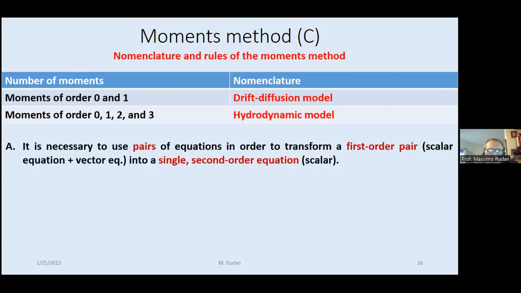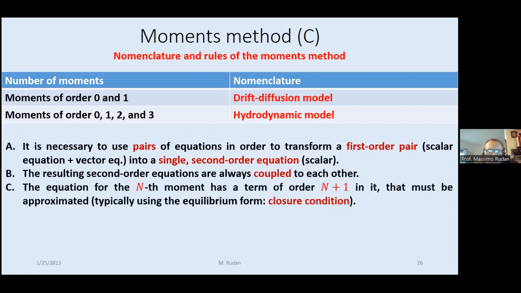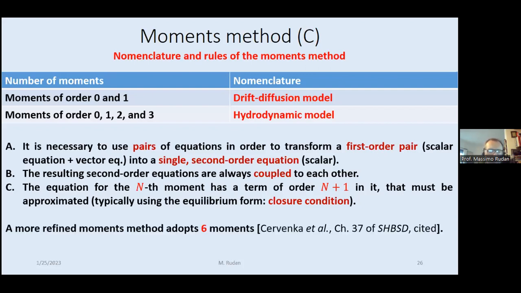It is necessary always to use pairs of equations because you remember the need of transforming two first order equations into a single second order equation. No matter how many moments we select, the equations are always coupled to each other. And the last one, the higher order moment, has also a moment of order n plus one in it that must be approximated somehow. This is called the closure condition. To date, the most sophisticated moments methods use six moments.